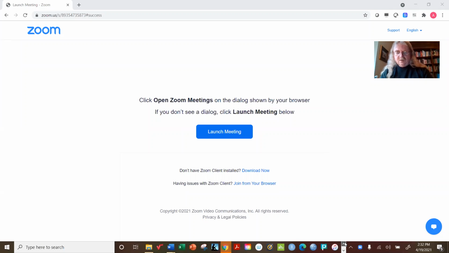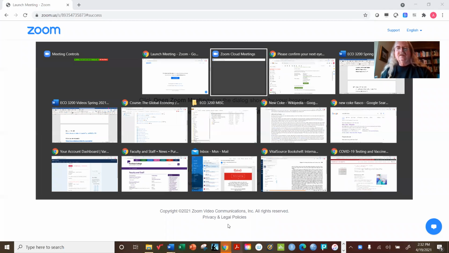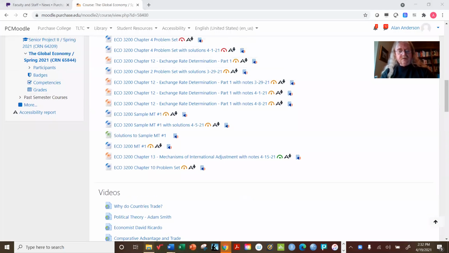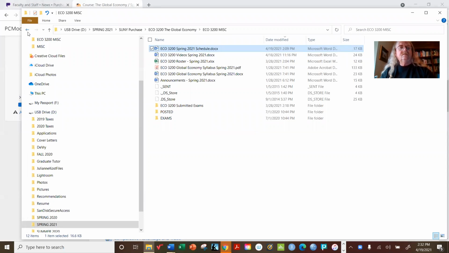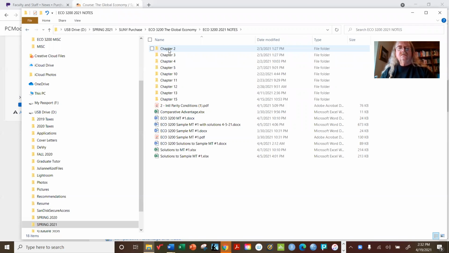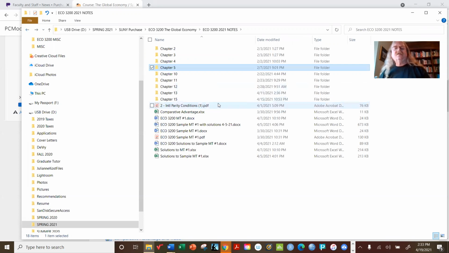If you look in Moodle, let's find Moodle here. A chapter 10 problem set. Now, if you look at our notes, we had a test on chapters 2 through 5, right? 5 was the end of the first chapter test. The first 4 chapters, 2, 3, 4, and 5, were our discussion about international trade. And so that was the first midterm.